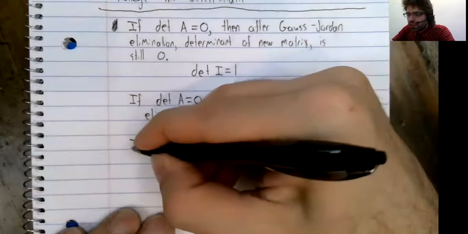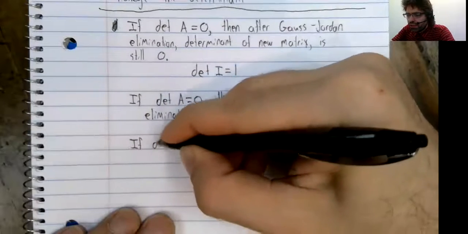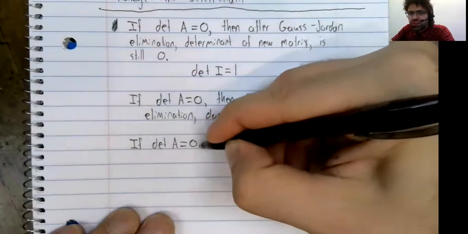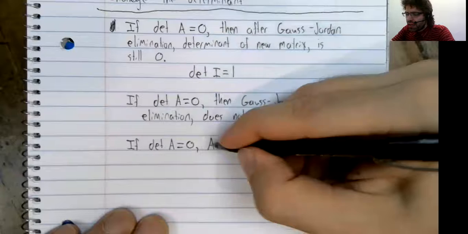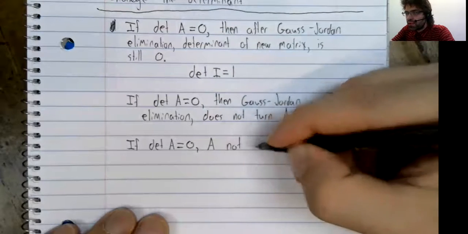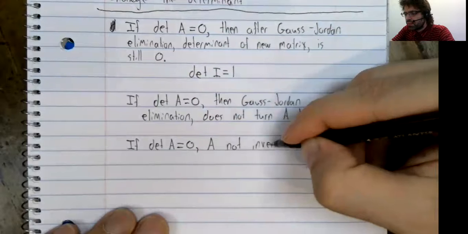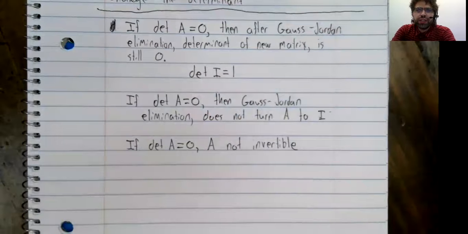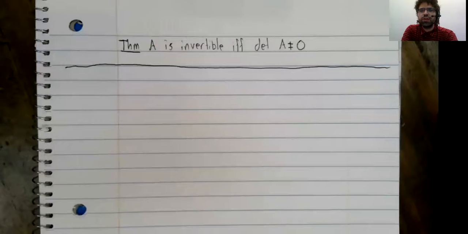And then the invertible matrix theorem: if the determinant of A equals 0, A is not invertible. And in fact, this is an if and only if statement theorem. A is invertible if and only if the determinant of A is non-zero.